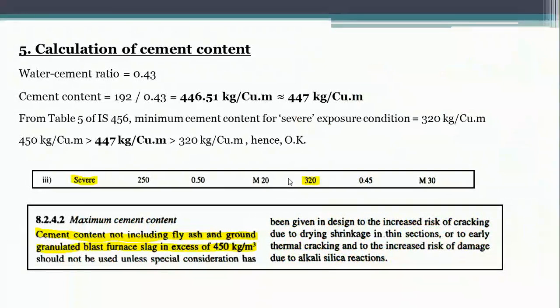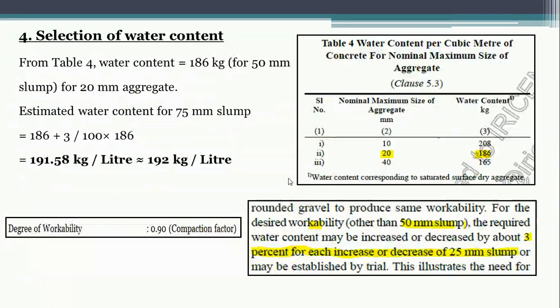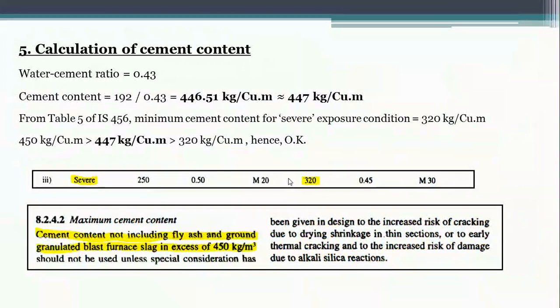Next, calculation of cement content. Water cement ratio from the grade curve that we have used is 0.43. Then cement content is equal to water content divided by water cement ratio. So water content is 192, found in the previous step, divided by 0.43, the adopted water cement ratio from the grade curve. So you will get 446.51, approximated to 447.